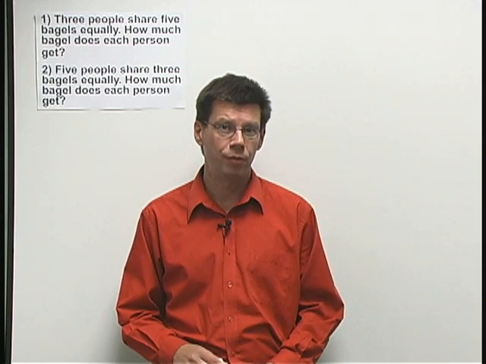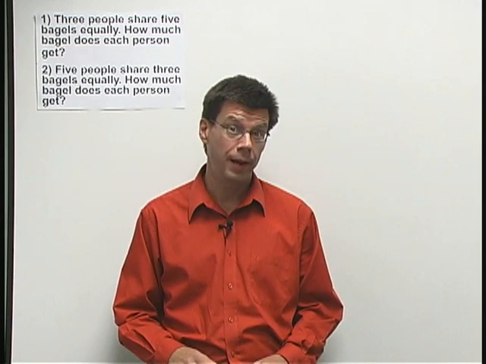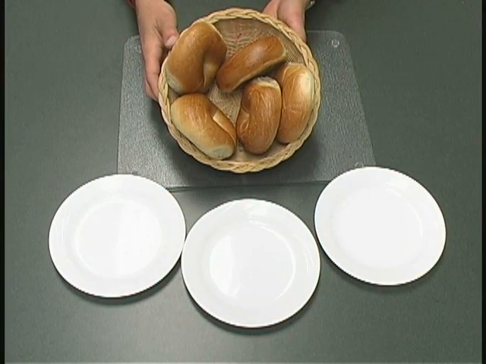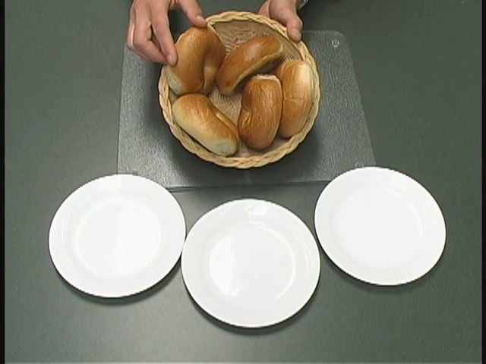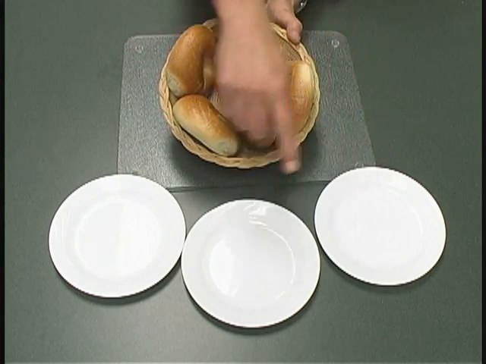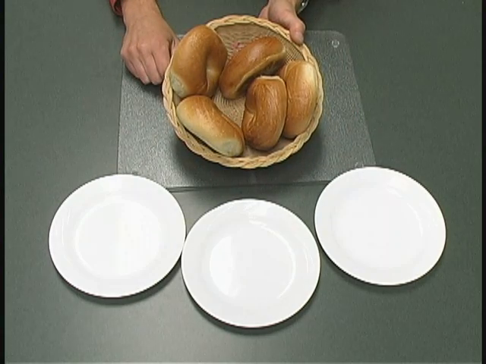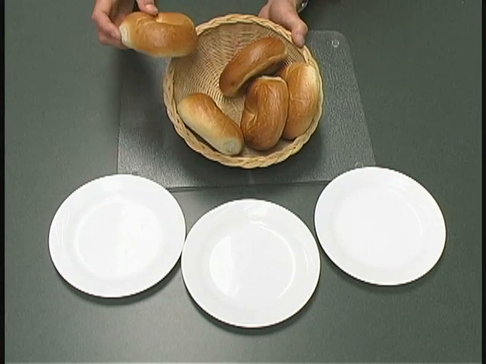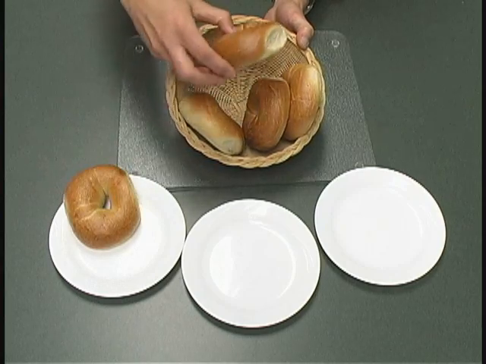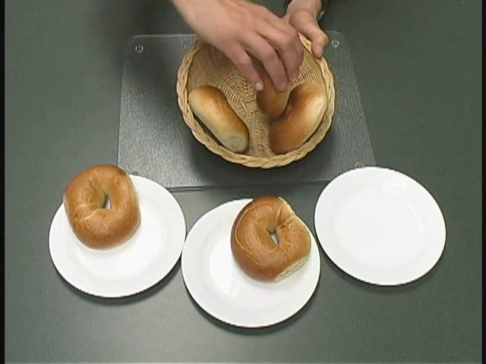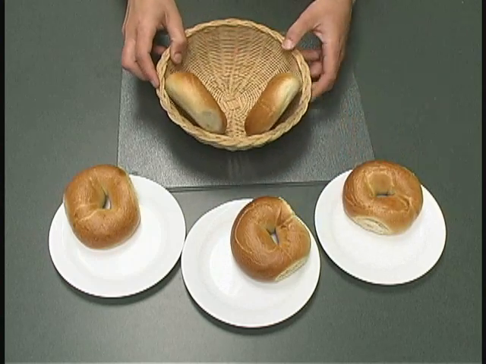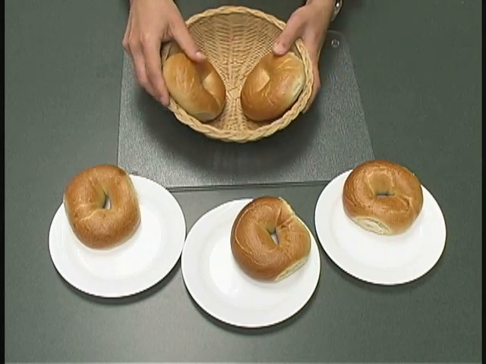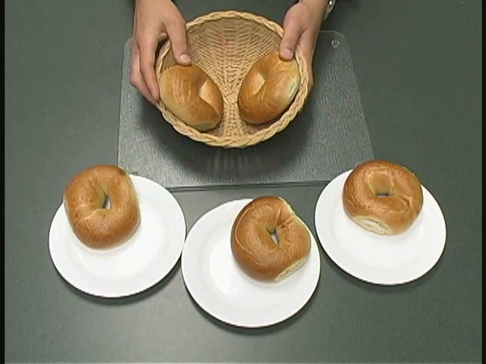Let's figure out problem number 1 by working with some actual bagels. So here we have 5 bagels to be shared equally by 3 people. The 3 plates represent the 3 people. I see that I can get started by giving each person 1 whole bagel. 1 for you, 1 for you, and 1 for you. But then I have 2 bagels left that I want to split up among these 3 plates.